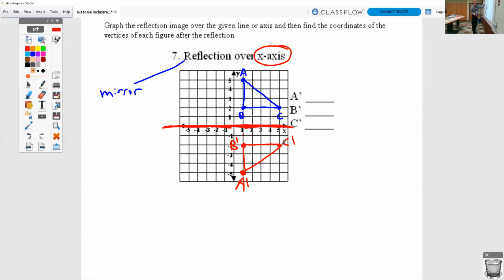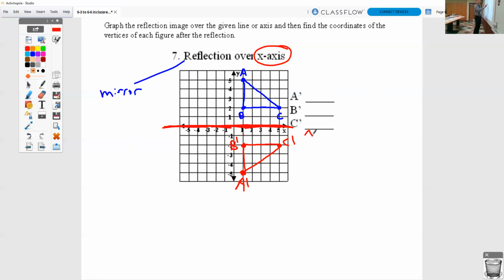Notice that we have that flipped opposite mirror image. We could fold our paper right along that line and those two triangles would match up perfectly. They should be the same size, the same shape. Notice 2 high and 4 wide, 2 high and 4 wide.